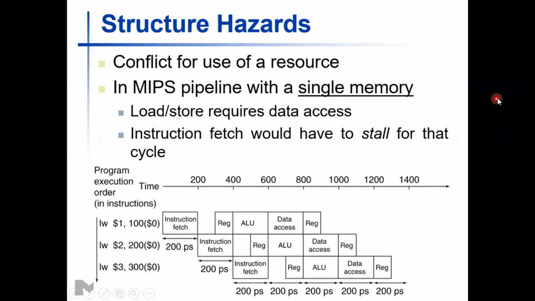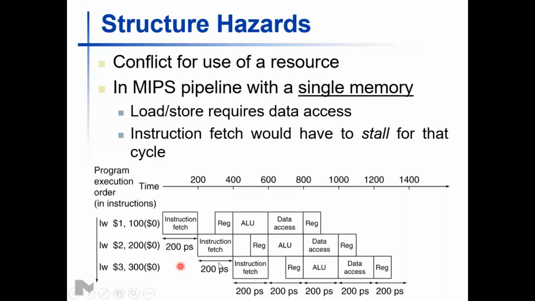Say load and store instructions require data access, right? Both these instructions, load and store, require data access, reading and writing. Instruction fetch also requires memory access, instruction memory access. So if you have the data as well as the instructions in the same memory device, then you can't access that memory device in the same clock cycle for two different things. So that becomes a structure hazard.